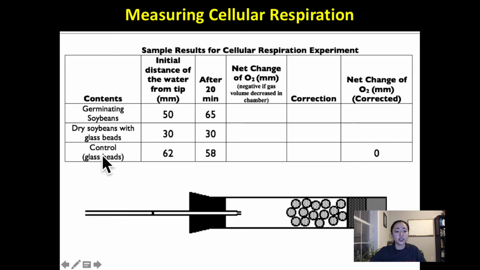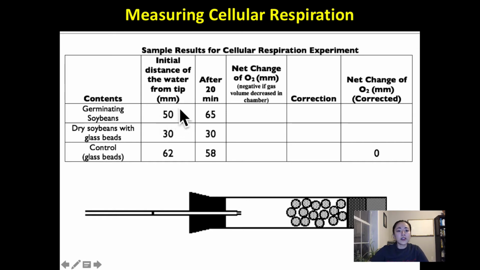And we are going to actually use the control to correct for any changes that might have happened from factors other than cellular respiration. So in order to do this, first you need to calculate the net change of oxygen without doing any corrections.